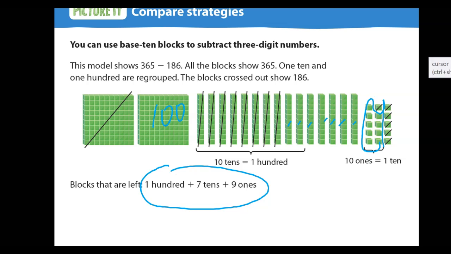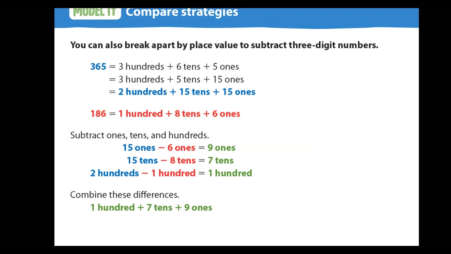What about you, bud? So another strategy that they used, they also broke apart by place value, okay? So in 365, how many hundreds do I have? 3. And then how many tens? 6. How many ones? 5. Okay?